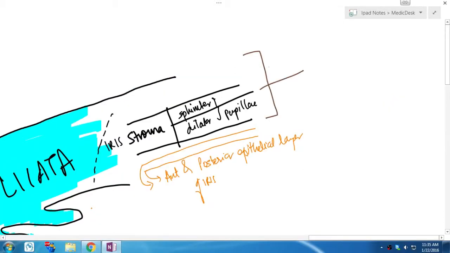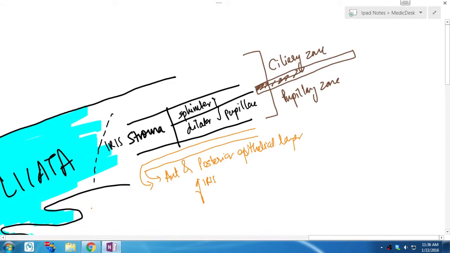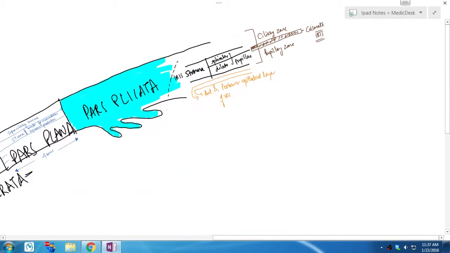Now if we divide the iris into two parts, anterior and the posterior zones, then the anterior would be the ciliary zone and the posterior would be the pupillary zone. And this particular part, I'm just elongating it to make sure that it divides the ciliary zone and the pupillary zone, and this is known as collarette of iris. So this whole would constitute the iris.